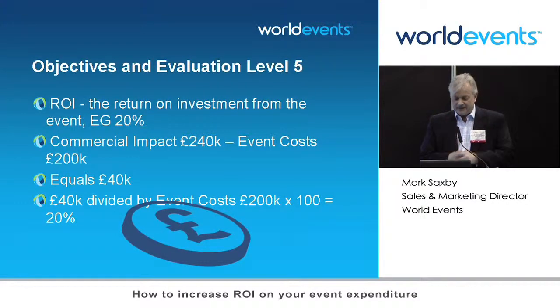And then the final level 5 is the actual ROI itself. And that's the return on investment from the event. Now, for example, if you set your objective to be 20%, what you would then do is say the commercial impact, which is the result of going through that phase 4 and isolating out the effect of the event from other forms of marketing and communication, resulted in a business uplift of £240,000.